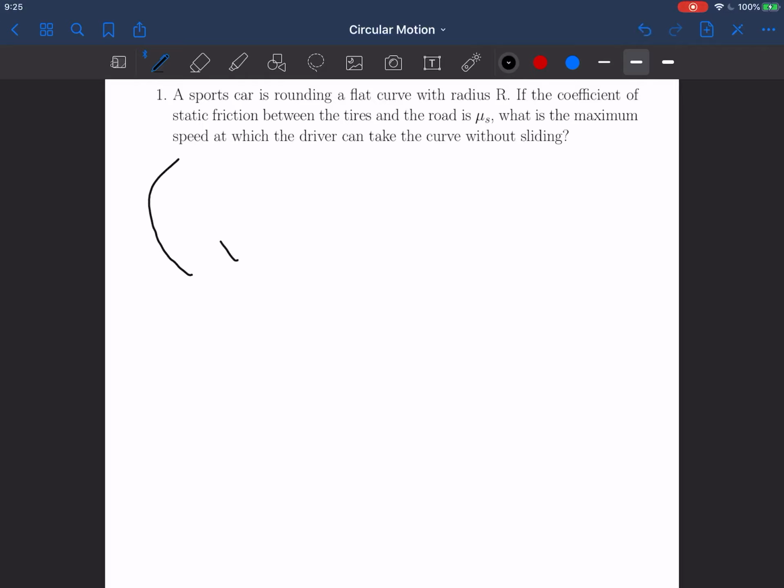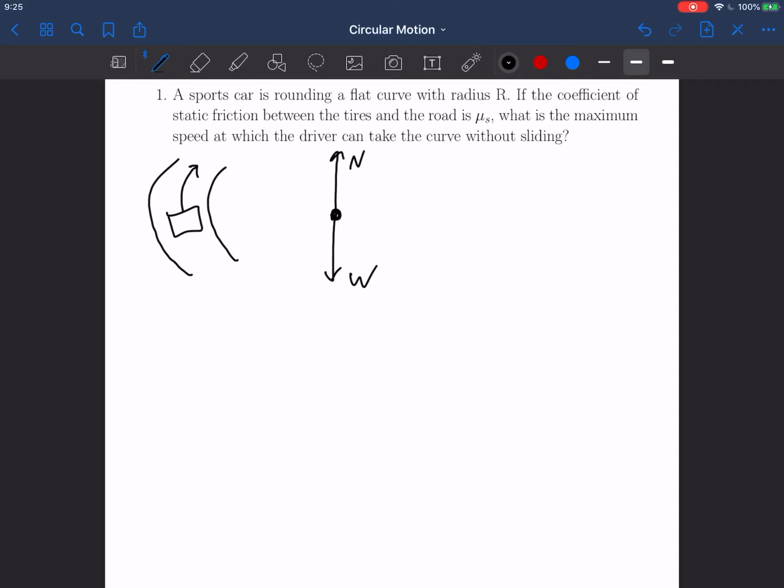So we have some kind of a curve in a road, and we have a car driving on this kind of curved path on that road, and we need to figure out how fast this car can go around this corner without sliding. All right, so let's try to draw a free body diagram for this car to represent all the forces acting on the car. I'll draw a dot to represent the car, and I'm going to draw from the perspective of just being right behind the car. So from behind the car, I have the force of gravity acting down, I have the normal force acting straight up, right?